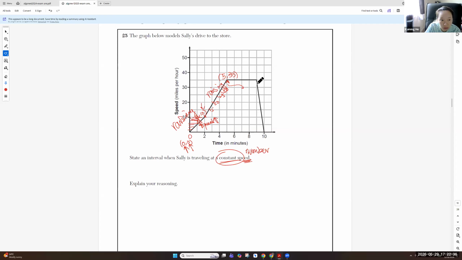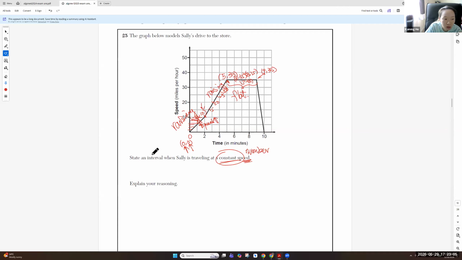Now here I see a flat line. In this flat line, more specifically, I'm seeing that my y value stays the same. So I have (6, 35), (7, 35), (8, 35), all in parentheses, of course, because these are coordinate points, and all the way to (9, 35). I realize that in 5 minutes, my speed is 35. In 6 minutes, my speed is 35. In 7 minutes, 8 minutes, 9 minutes, my speed is still 35.